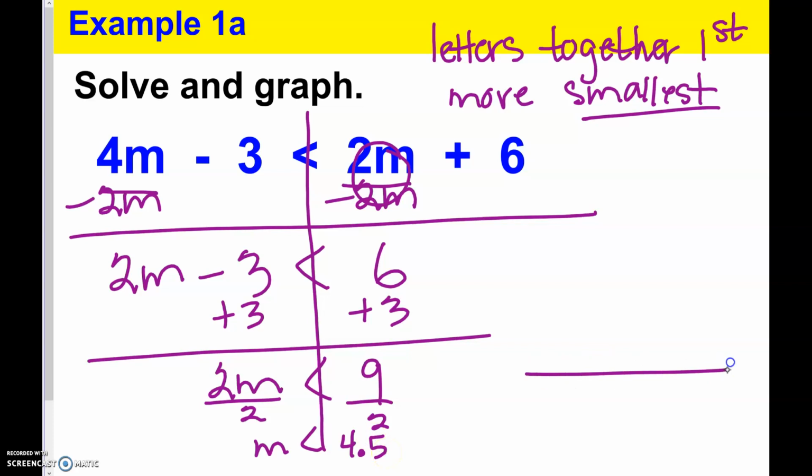Okay, now for graphing purposes, this has kind of been the same all along. We put our 0 and our 4.5. So we look at that symbol. There's no line underneath it. So we know we're going to have an open circle here at 4.5, and we're going to read it from the letter. Any number less than 4.5, so less than, and we go to the left.